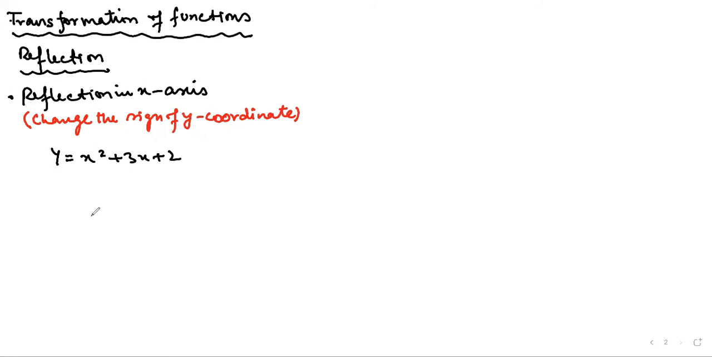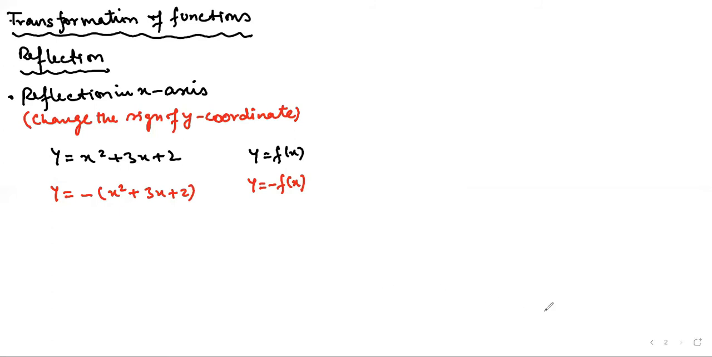Y is equal to minus x square minus 3x minus 2. Very good. We have the expression for y as x square plus 3x plus 2. We will change the sign of this expression. And the new expression will be y is equal to minus of x square plus 3x plus 2. If the original curve is y is equal to f of x, then the curve after reflection is y is equal to minus f of x.